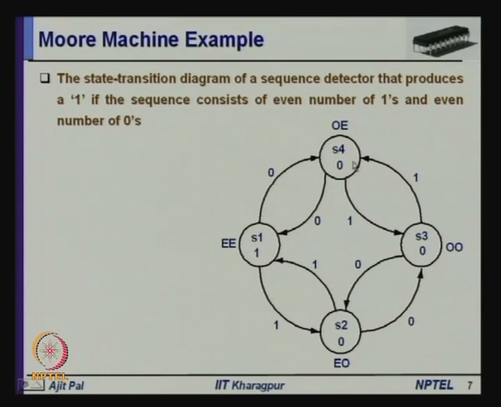In the same way it goes from S1 to S2 if a 1 comes, where it is even and odd, meaning the number of ones is now odd. If another 1 comes, then the number of ones becomes even, and again it goes back to state S1 where it produces a 1. Similarly, it is in state S3 when both are odd, which occurs if it starts with 0, 1, 0 and another 1.